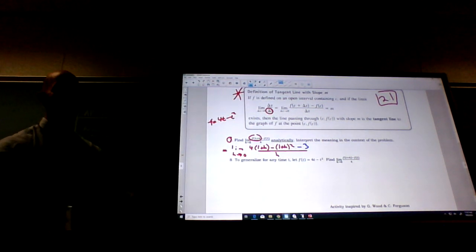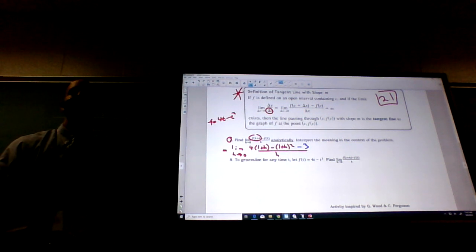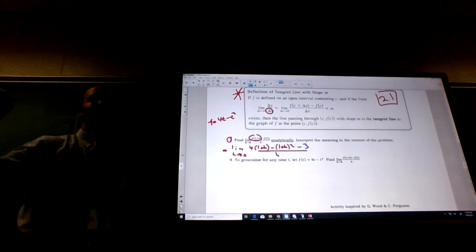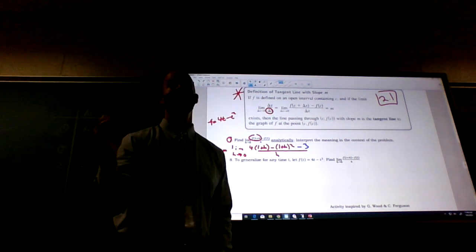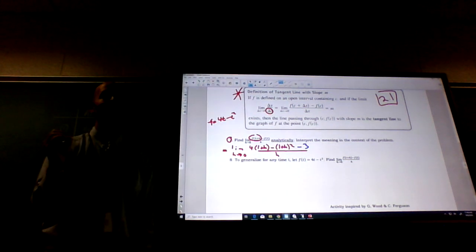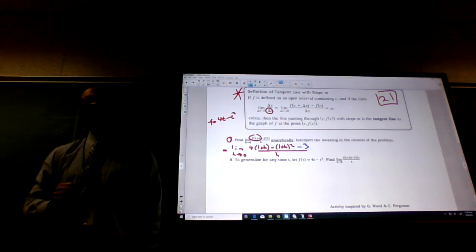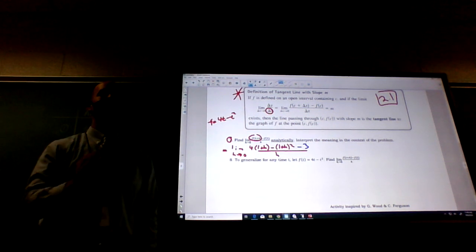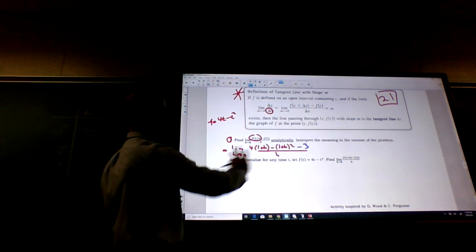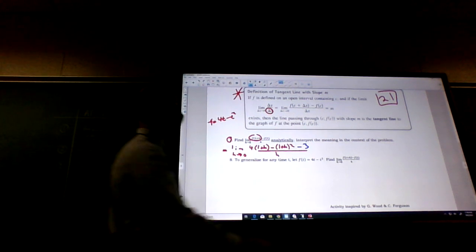Now, guess what happens if we do direct substitution here? Guess what we're going to get? 0 over 0. In fact, every derivative problem, which is what we're talking about, you just don't know it yet, will end up with an answer of 0 over 0. So that's not going to work. So we have to do something a little bit more specific. In other words, we need to do some algebra, and that's what we're going to do here.